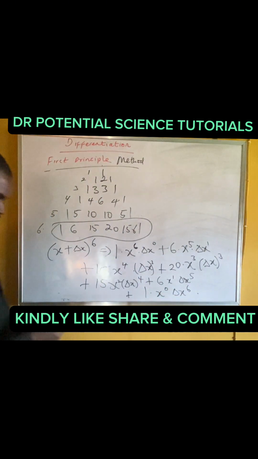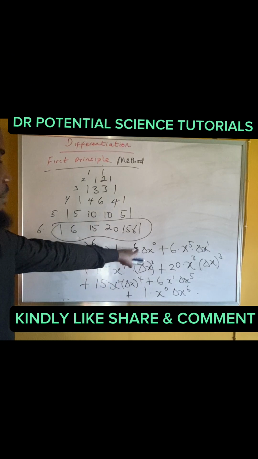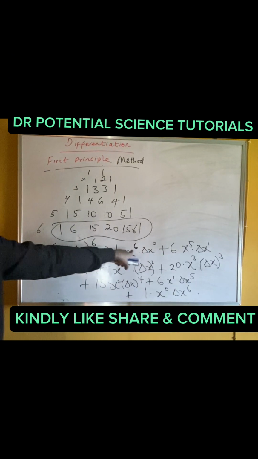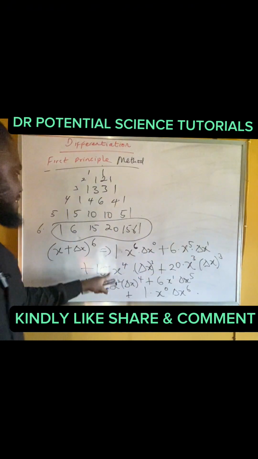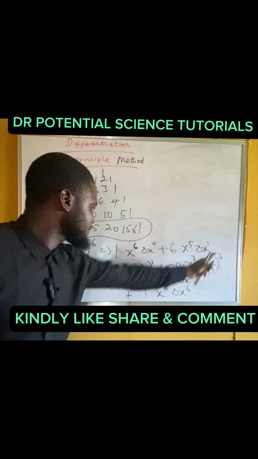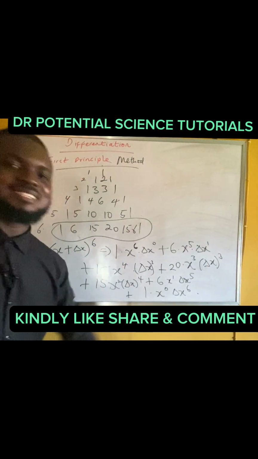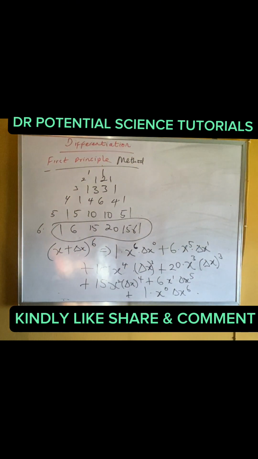6. The way to know you're correct is just that anytime you add the powers together, they must always give you what you have here. 6 plus 0, 6. 5 plus 1, 6. 4 plus 2, 6. 3 plus 3, 6. 2 plus 4, 6. 1 plus 5, 6. 0 plus 6, 6. So that's how to expand.